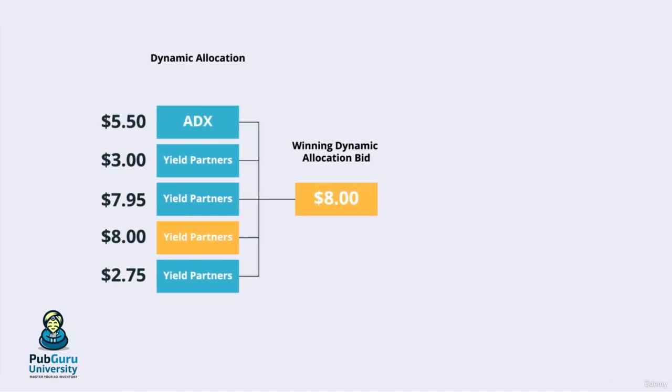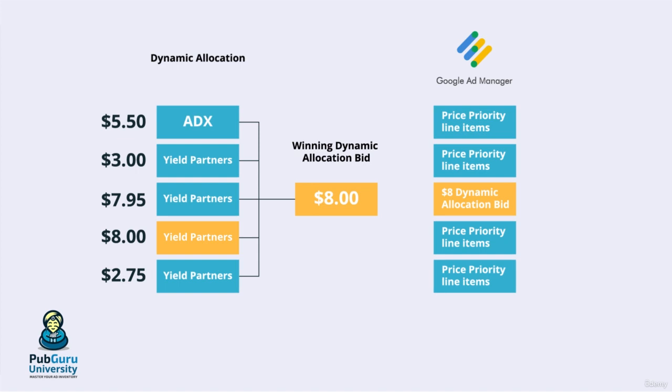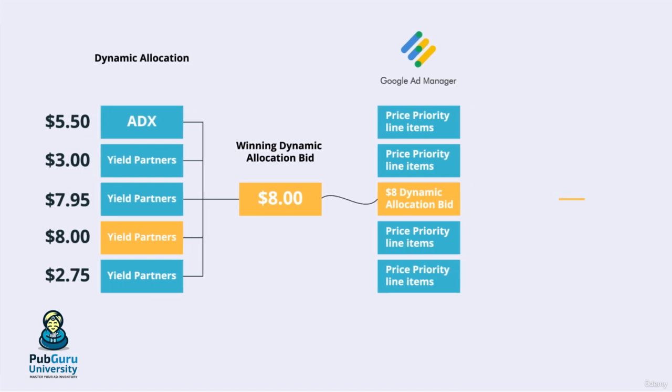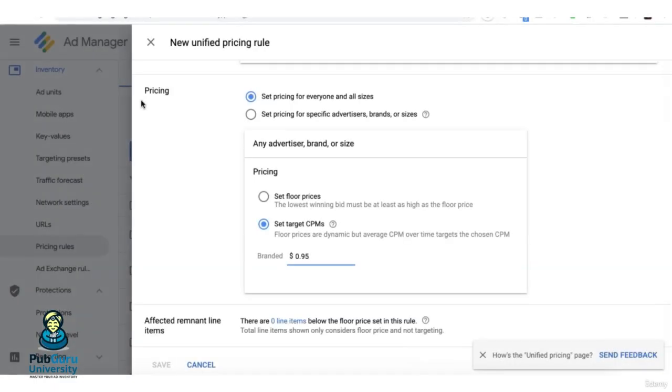When there's an ad request that comes in, Ad Exchange would also receive these bids from different yield partners participating in the open bidding, and whichever demand partner pays the highest CPM, that's the bid that goes into dynamic allocation. You can also set up unified pricing rules or Ad Exchange rules. Define your hard floor, or set your target CPM for your inventory.